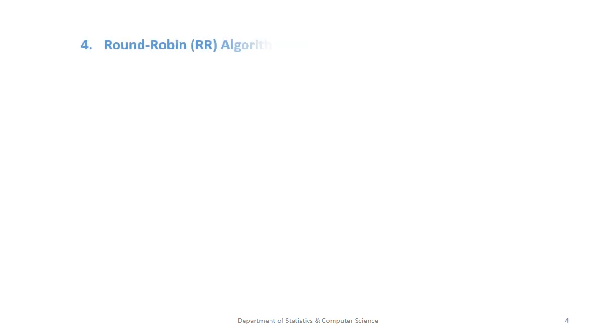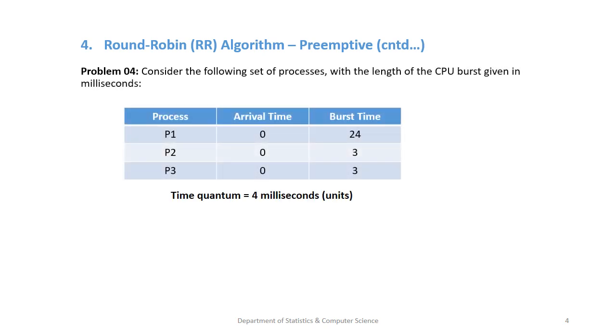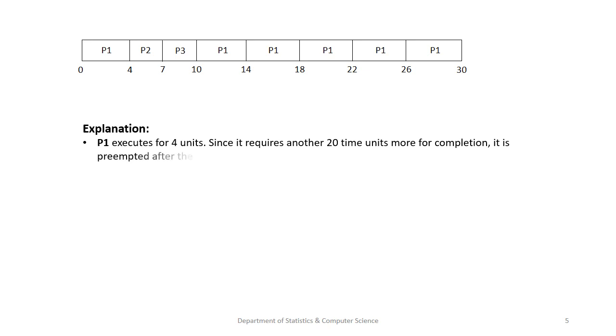Now, let's discuss an example of round-robin algorithm. Consider the following set of processes that arrive at time 0, with the length of the CPU burst given in milliseconds. If we use a time quantum of 4 milliseconds, then process P1 gets the first 4 milliseconds. Since it requires another 20 milliseconds more for completion, it is preempted after the first time quantum, and the CPU is given to the next process in the queue, which is process P2.